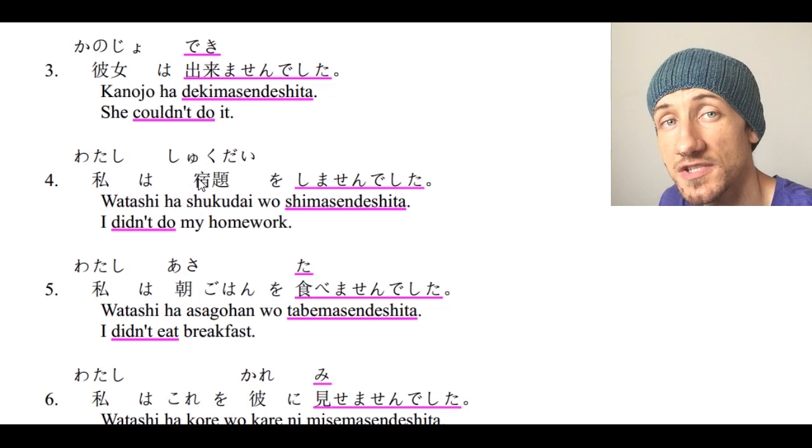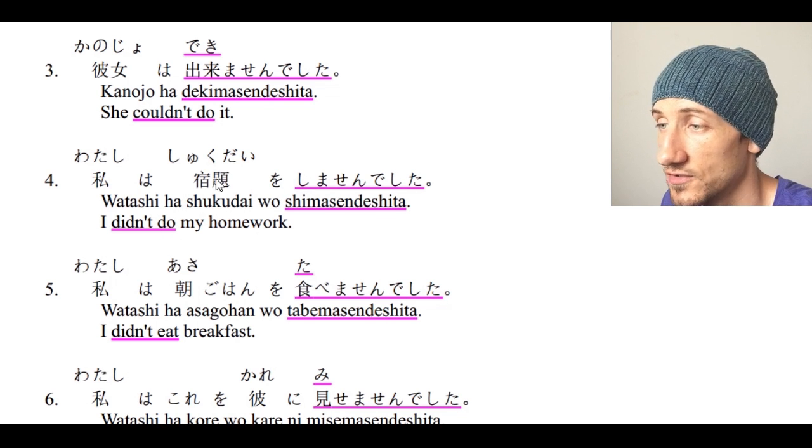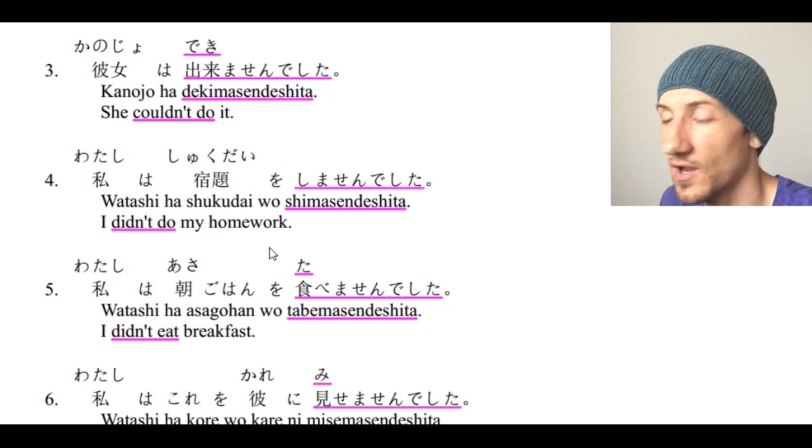Number four. 私は宿題をしませんでした。 I didn't do my homework. 宿題. Homework. Very good vocabulary word there.